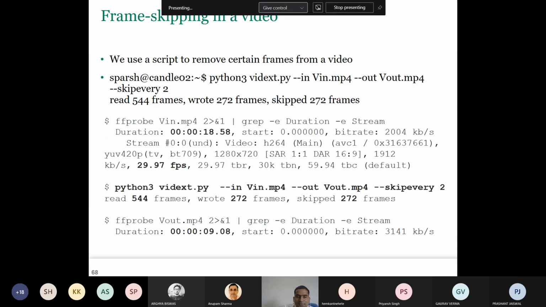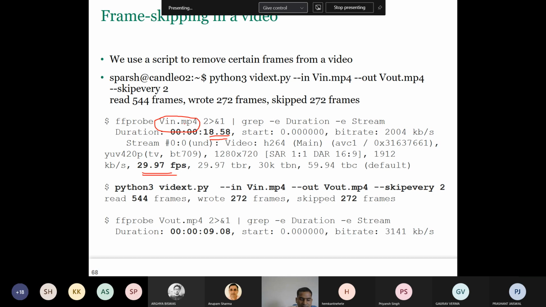Okay, so finally, this is the last example for today. Here we are doing frame skipping in a video. As you know, a video is just many frames put together and played at very fast speed so that our eye cannot distinguish it, because we have so many frames. I have an input MP4 file. Its duration is around 19 seconds, and its speed is almost 30 FPS.